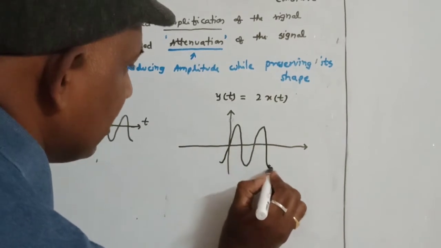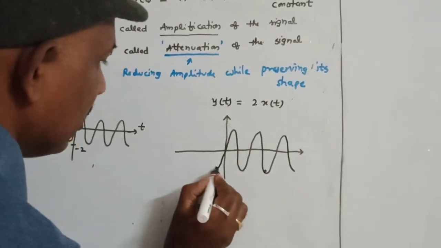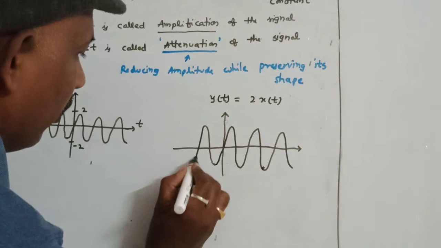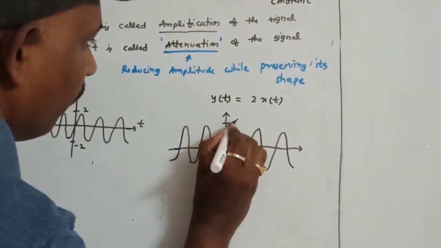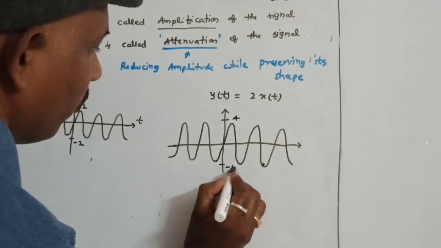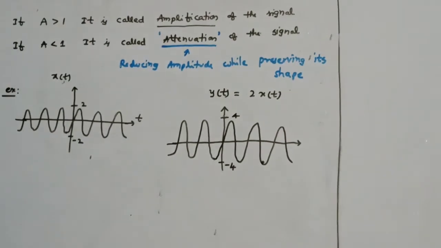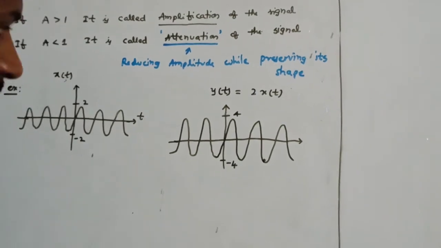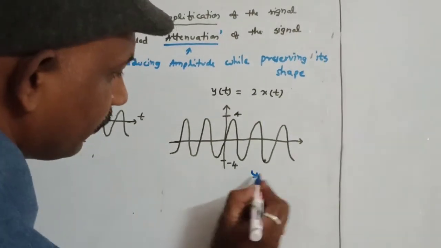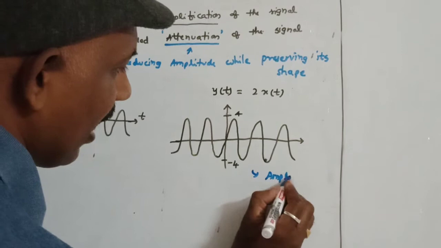So you can see that this is called as amplification of the signal. So this is plus 4 and this is minus 4. So this is 2 into x of t. As I said earlier, this is amplification.